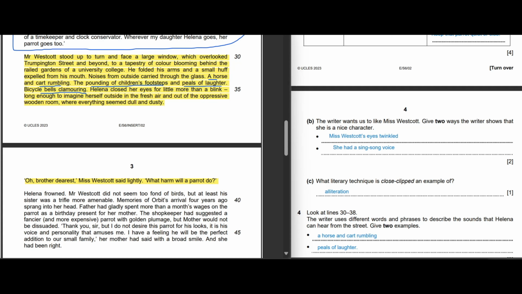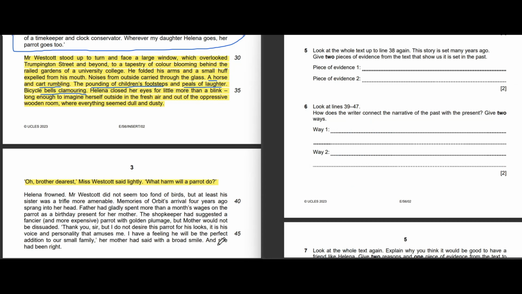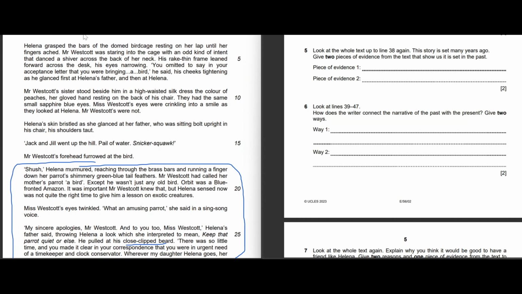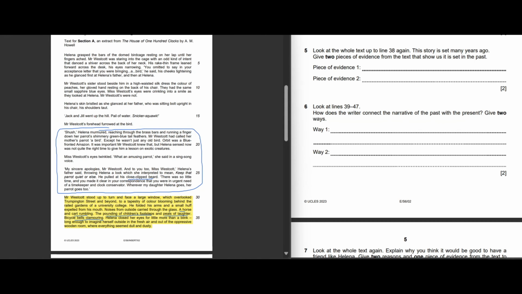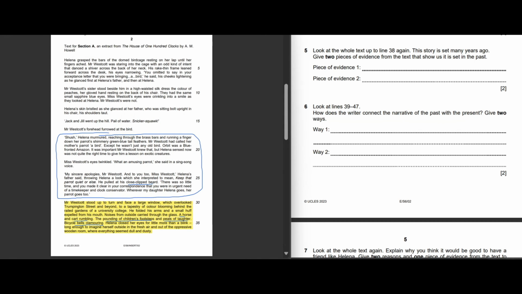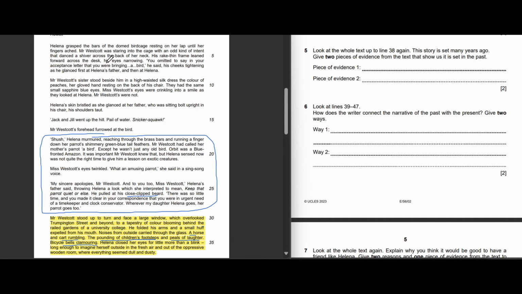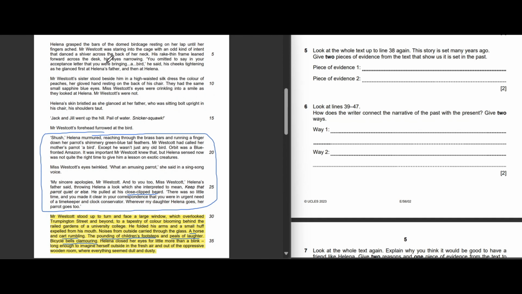Okay, let's move on. Alright guys, now we are in question 5. Look at the whole text to line 38 again. So the whole text from the beginning till line 38. Here you go. You may take a screenshot if you like to save it on your laptop and use it for self-practice. So a few seconds for doing this.